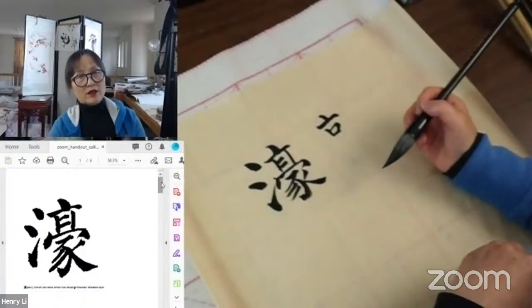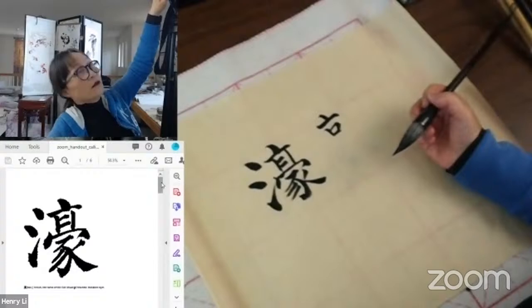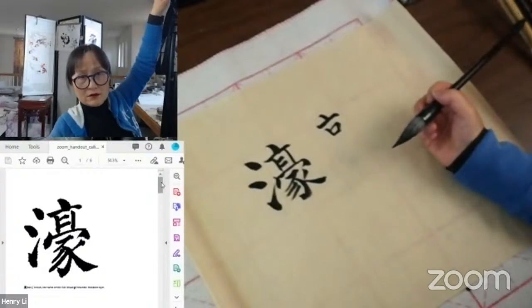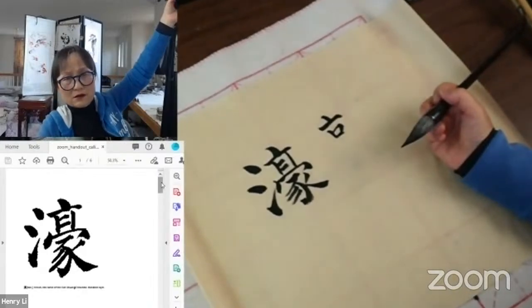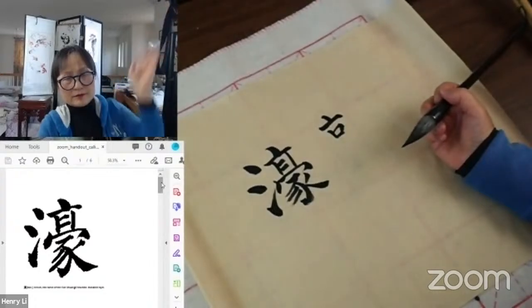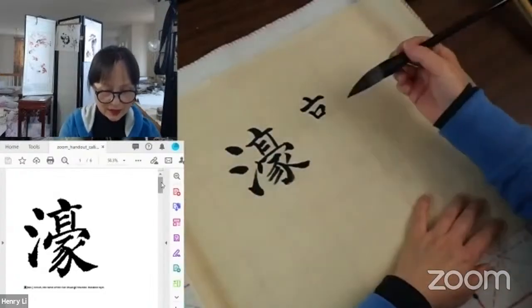See, my camera is a little bit unfocused. Do you see that? Is that focused? Okay, better. Now you can understand what I'm talking about.